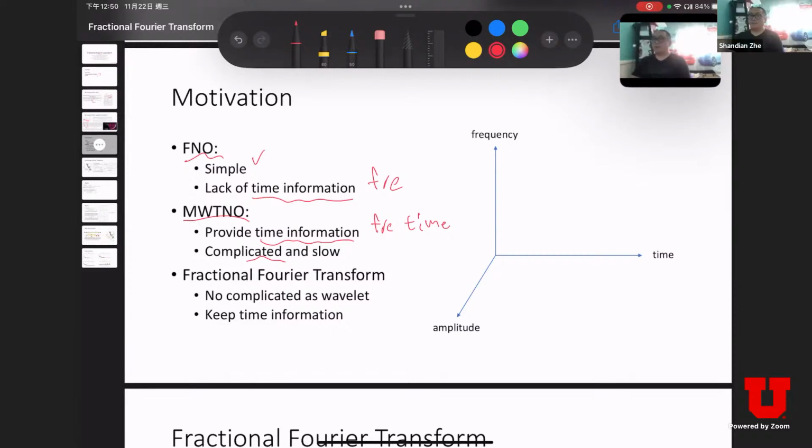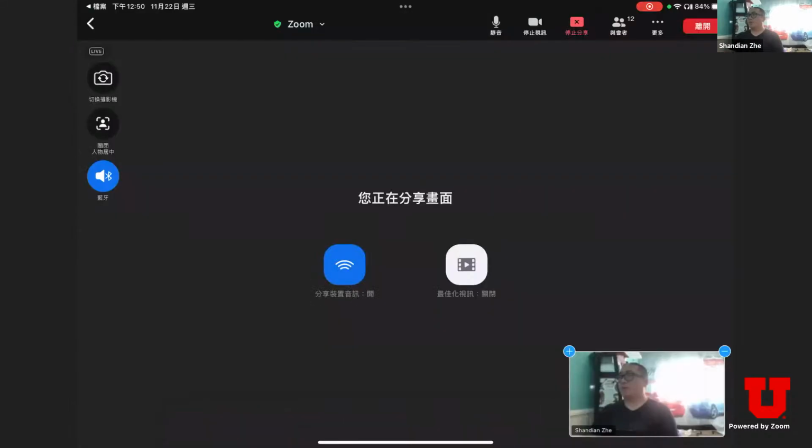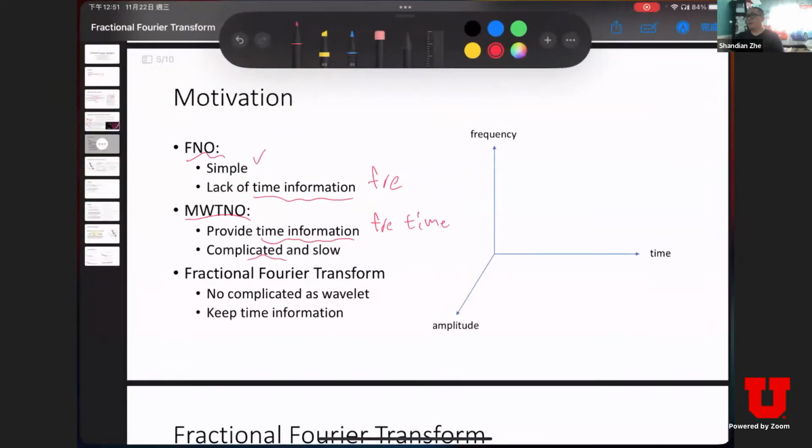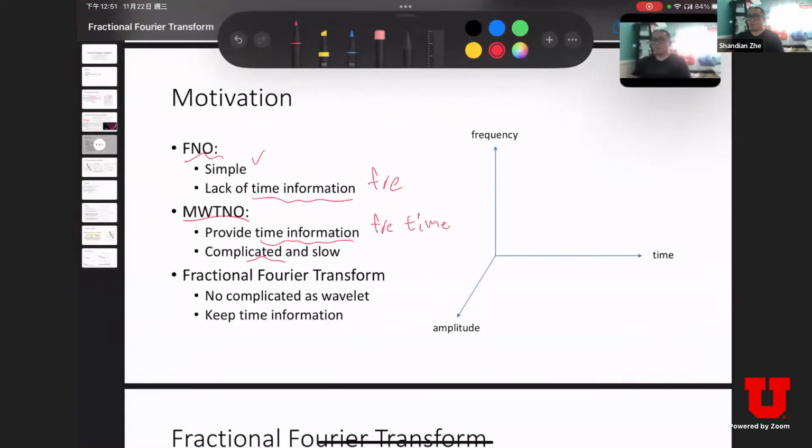To be more clear, you're saying that when you're doing filtering, the Fourier transform only considers the frequency, the amplitudes for those frequencies, and the multi-level wavelets can consider both the frequency and time information. Yep. Okay.